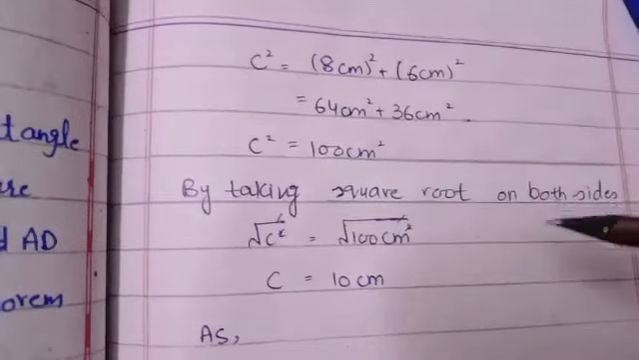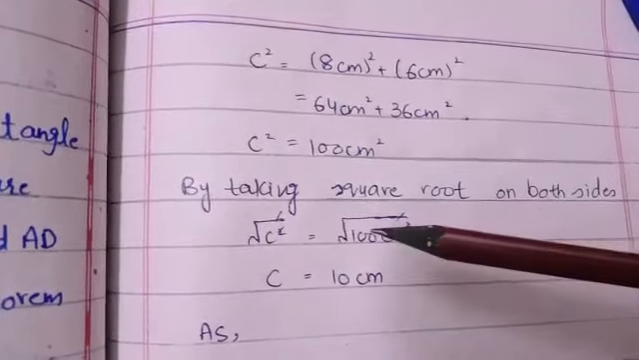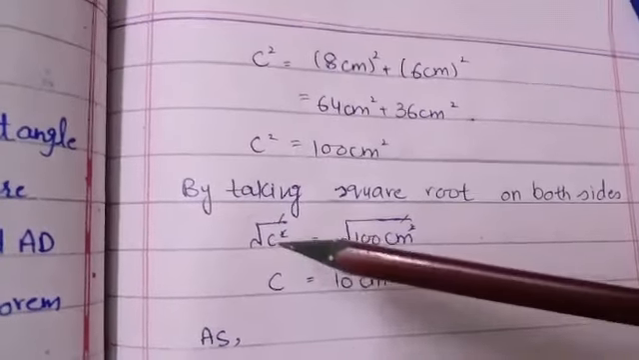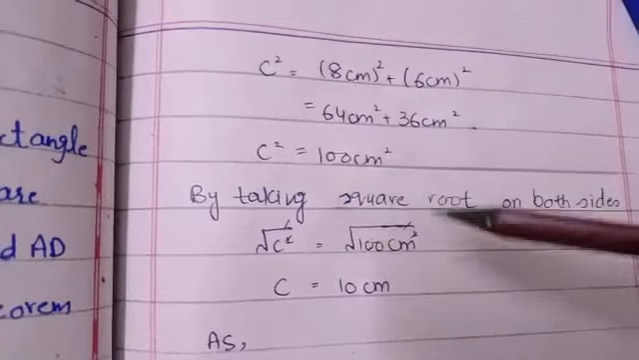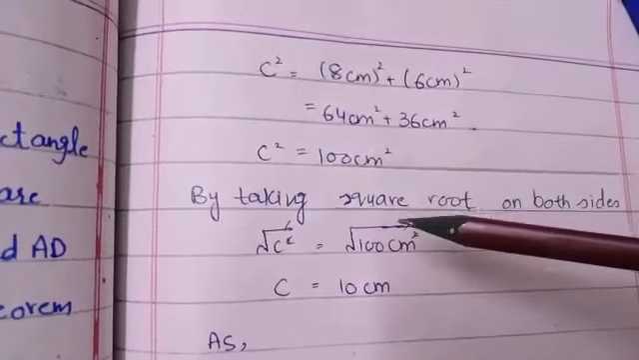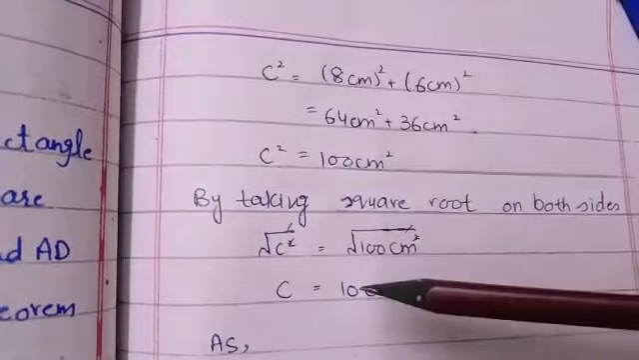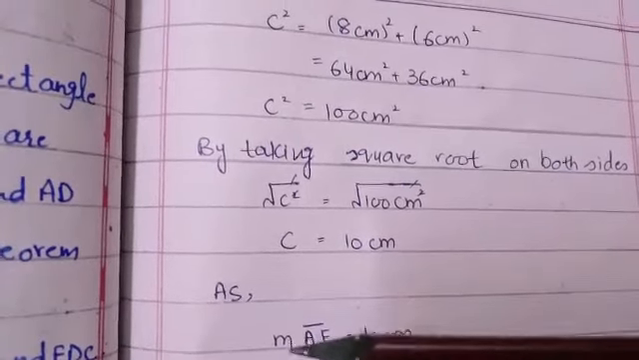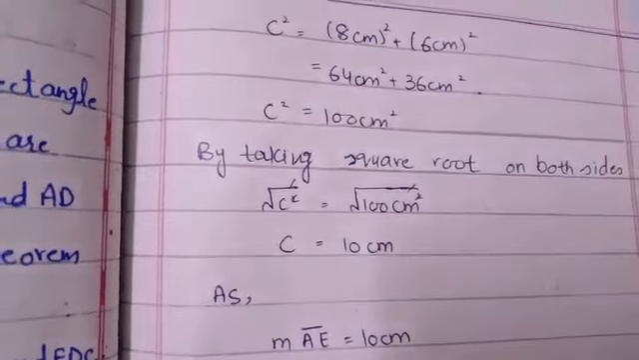By taking square root on both sides, square root of C square is equal to square root of 100 centimeter square. Now students, C square cancels with the square root, and centimeter square is also cancelled with the square root, and the square root of 100 is equal to 10 centimeter. So C is equal to 10 centimeter, as we can say that measure AE is equal to 10 centimeter.